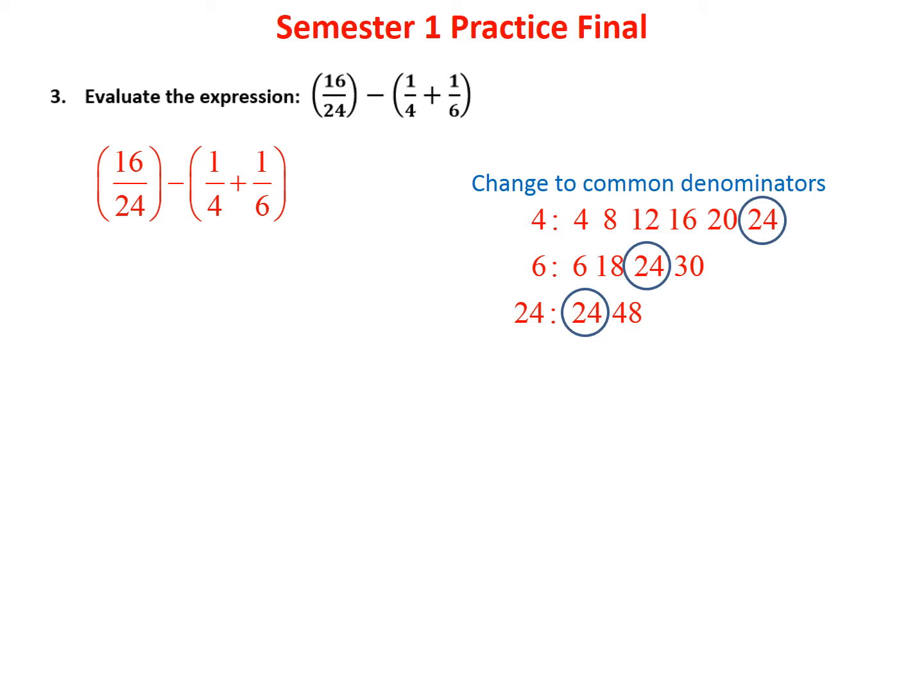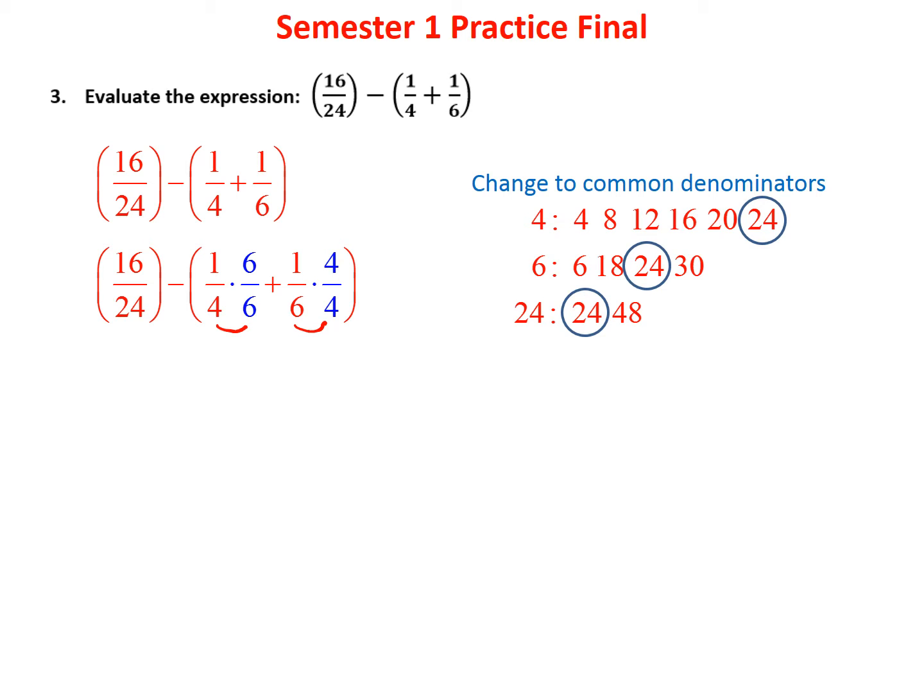And I notice 24. 4 goes into 24, 6 goes into 24, and obviously 24. So we need to change each of these so that they have the same denominator, 24. The 16 is okay, and we're going to end up having to multiply 1/4 by 6 over 6. And as you look at this answer, you'll see that by doing this, the 6 times 4 is going to give me the 24. And likewise over here, 6 times 4, 24.